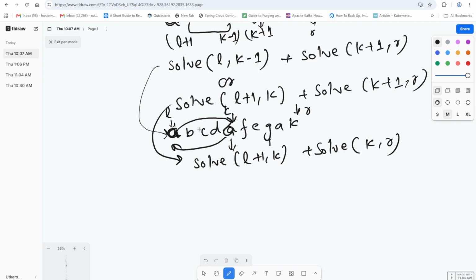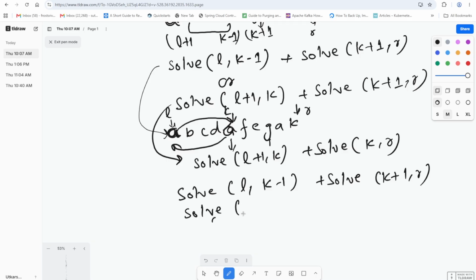So both are correct. We can write either of these. Either solve from L to K minus 1 plus solve for K plus 1 to R, and this is also correct. We can solve for L plus 1 to K, and next we can solve for K plus 1 to R. Both are correct. But we just need to keep in mind that we will be including only one A, not both.